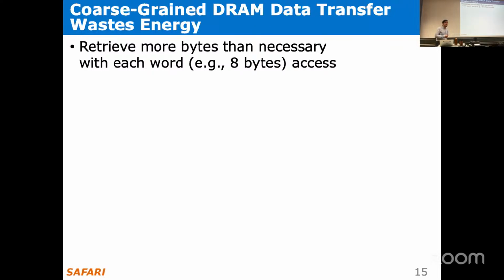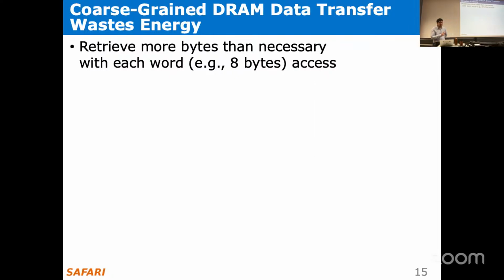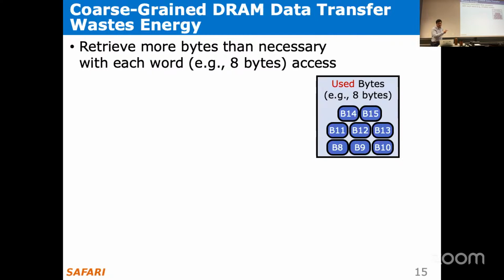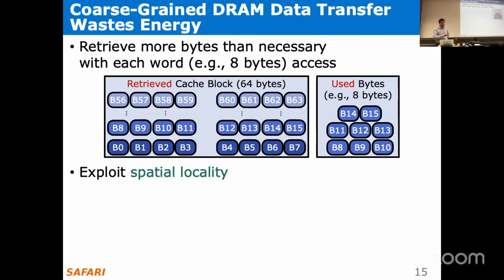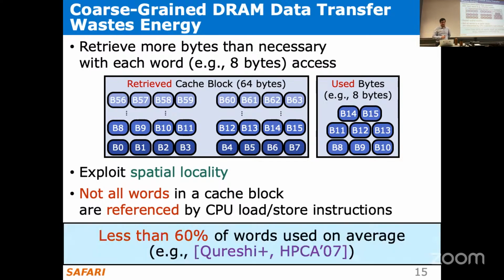Now, a key problem with this coarse-grained DRAM data transfer is that it wastes energy. Even if the processor wants to access only one word, for example, the second word in the cache block, the system retrieves the whole cache block of this word with the hope of exploiting spatial locality. However, the processor only ends up accessing, in this example, 8 out of the 64 words before it writes this cache line back to DRAM. On average, across many workloads, the fraction of used words is relatively low.